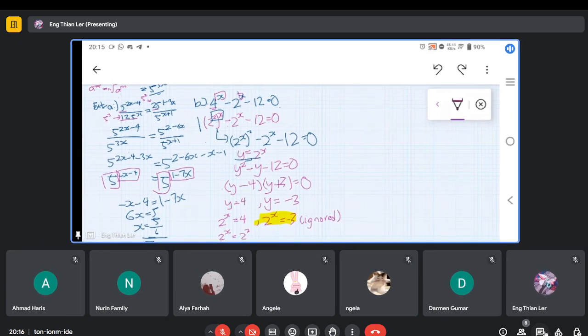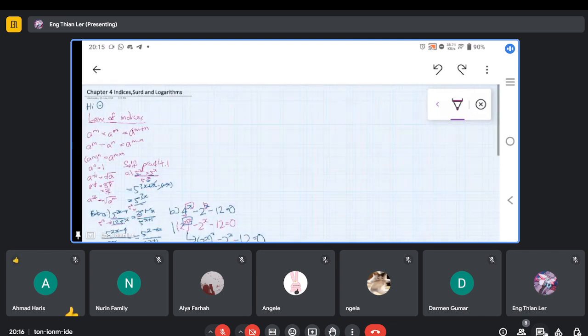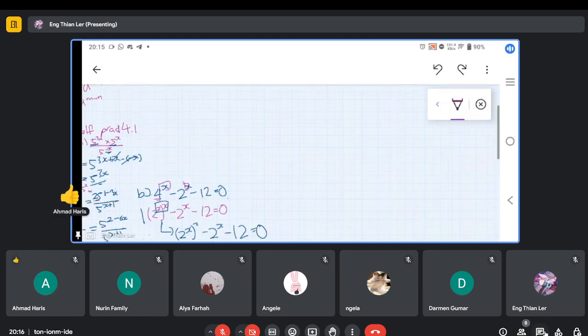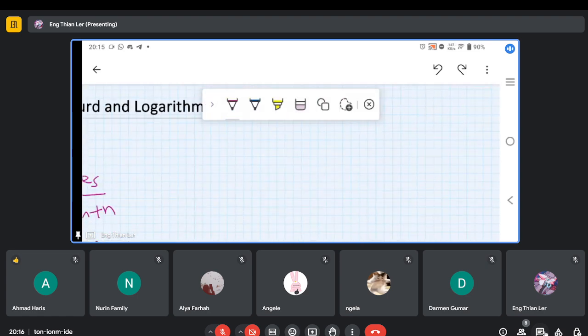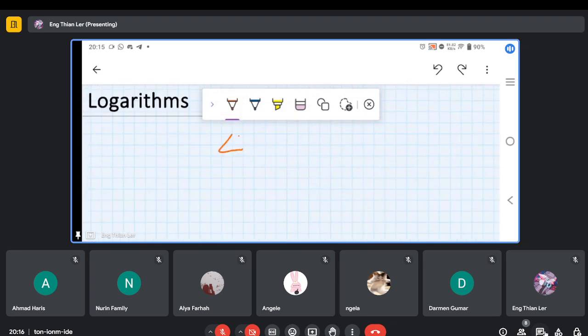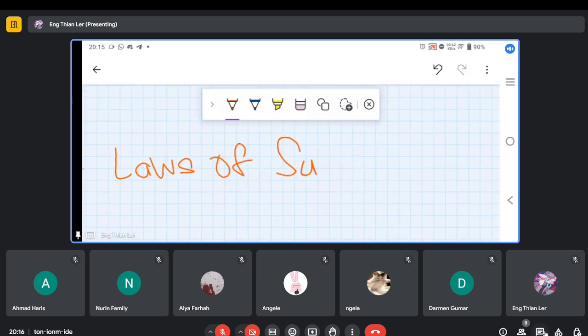Now I'm going to move to 4.2, laws of surds. So fast, 15 minutes only. I'm going to use another different color. Okay, so now we're going to 4.2, laws of surds.